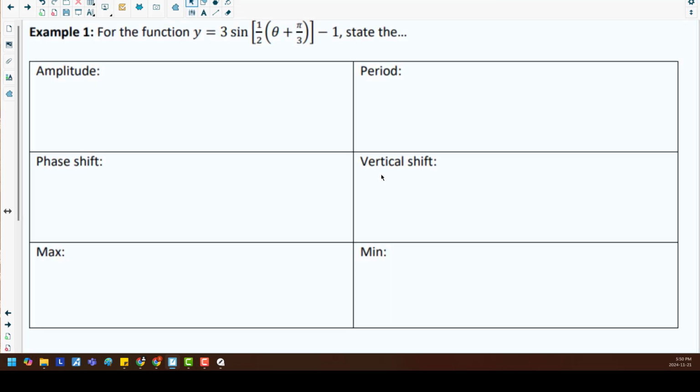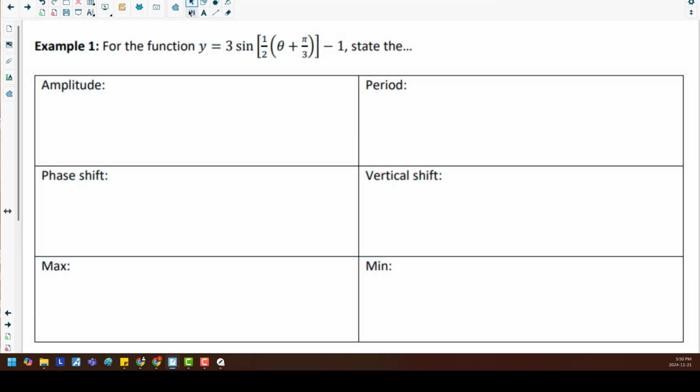Here, let's do example 1 now. So example 1, let's state the amplitude. If you remember, the amplitude is just your a value, the absolute value of your a value. So if your a value is negative, you just don't really worry about the negative value. Your amplitude is just the magnitude, which is just the absolute value. So in this case, a value is 3, and my amplitude is 3.